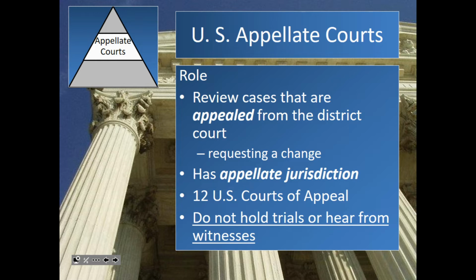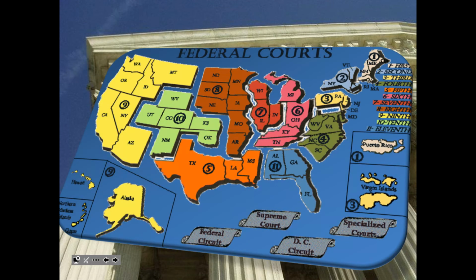What happens is they're broken up into what we call circuits. You can see this little map here. You can see the different circuits: circuits 1, 2, 3, 4, 5, 6, 7, 8, 9, 10, 11, and you don't see 12. What 12 is, it's in DC. There we have things that deal with the federal government and whatnot. That's mostly where that stuff will happen. So we're broken up into these different zones. You can see that Minnesota's in the 8th Circuit.